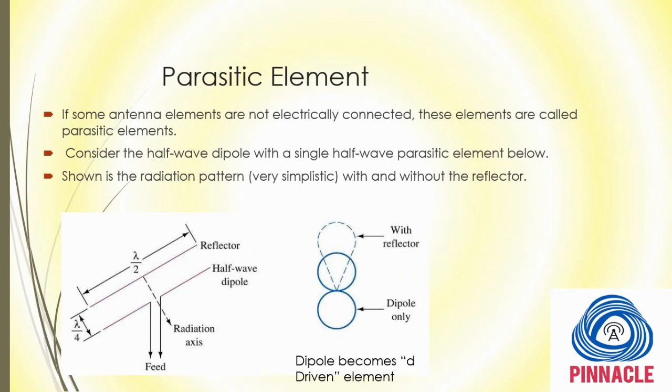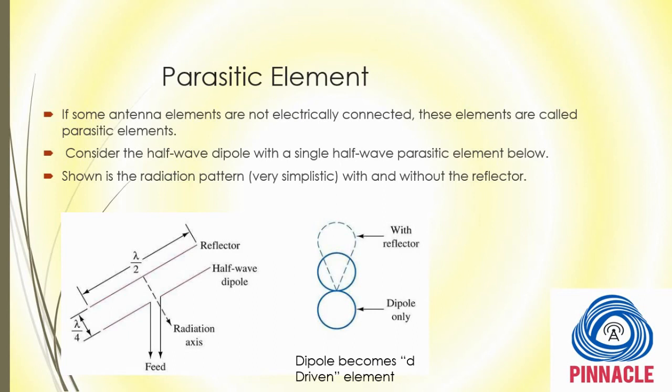So consider a half-wave dipole antenna as shown in figure. The radiation pattern of a dipole is figure 8. To improve the directivity of the half-wave dipole antenna, the reflector is connected. Because of this, the back radiation is 0, and the dotted line shows the radiation pattern of half-wave dipole with reflector. Therefore, the dipole becomes the driven element.